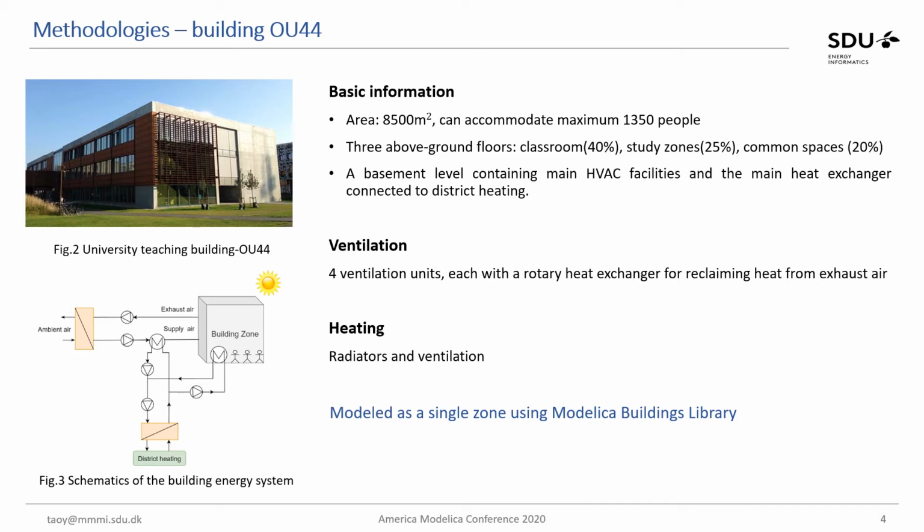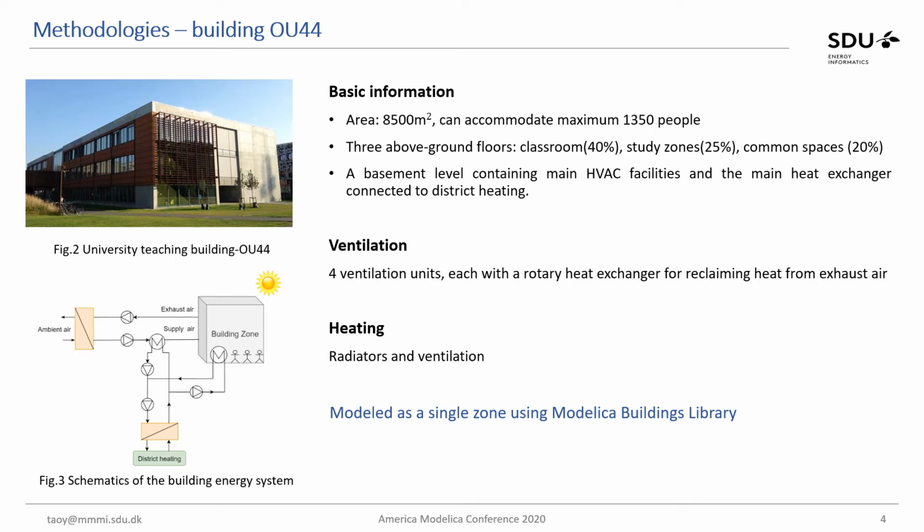And the domestic hot water is not considered in the model. This is the basic information about the building. It has an area of around 8,500 square meters and can accommodate a maximum of more than 1,000 people. There are 3 above-ground floors and 1 basement floor containing the main HVAC facility and the heat exchanger connected to district heating.